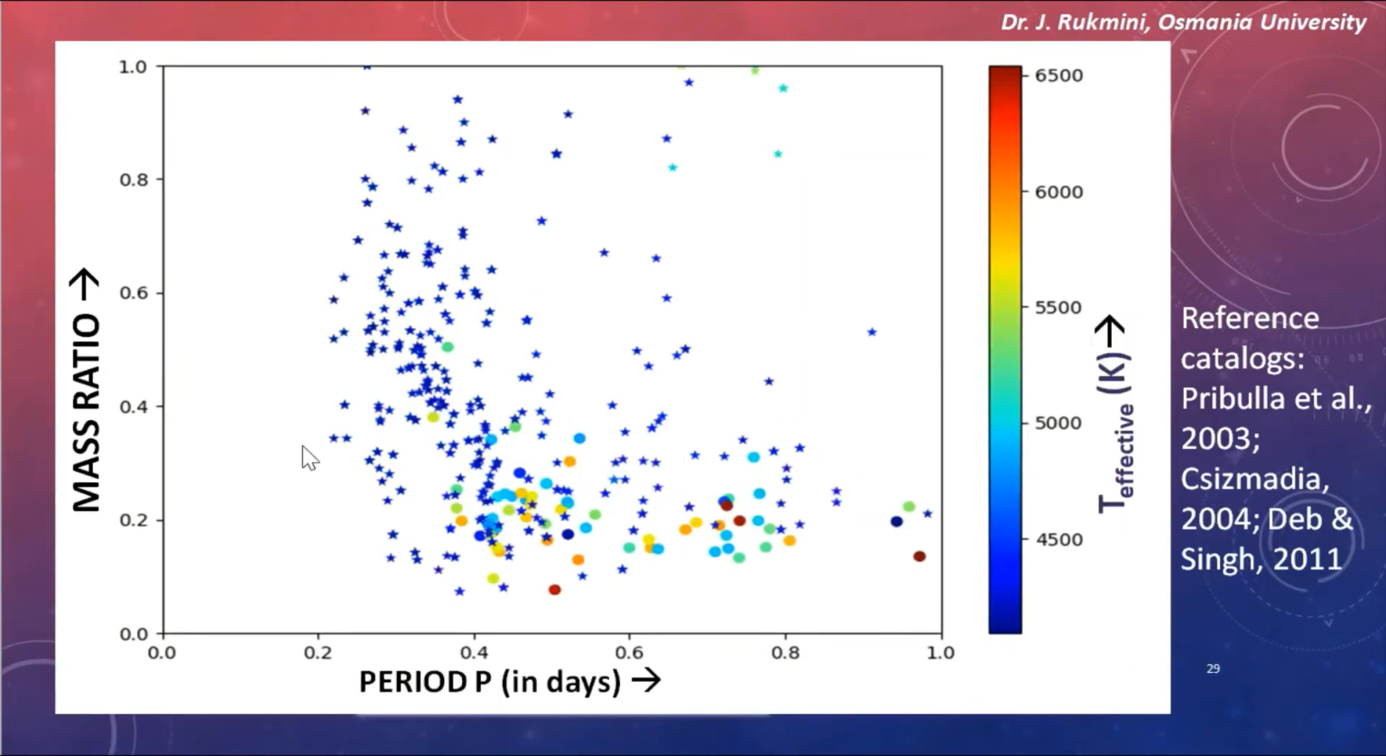So we have another plot here, similar to the previous one, with the third axis representing the temperature, showing the objects with lower mass ratios having higher effective temperatures, and for the primary, or for the system, the brighter component of the system.